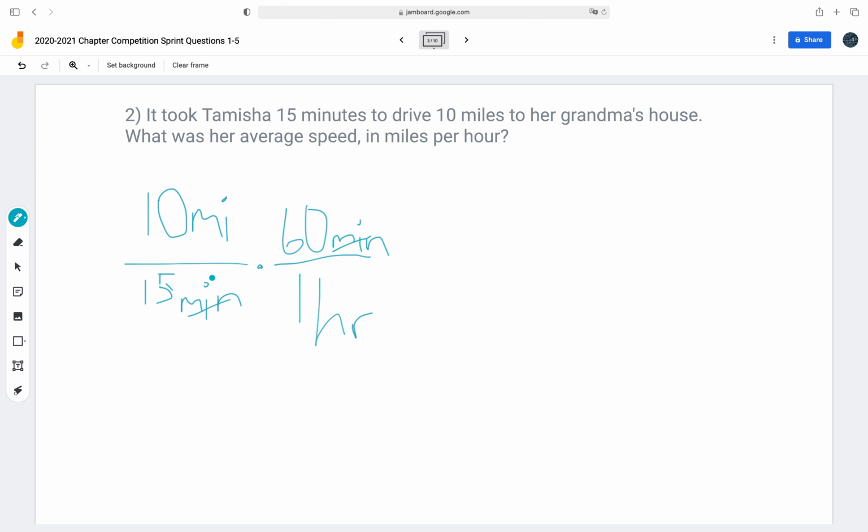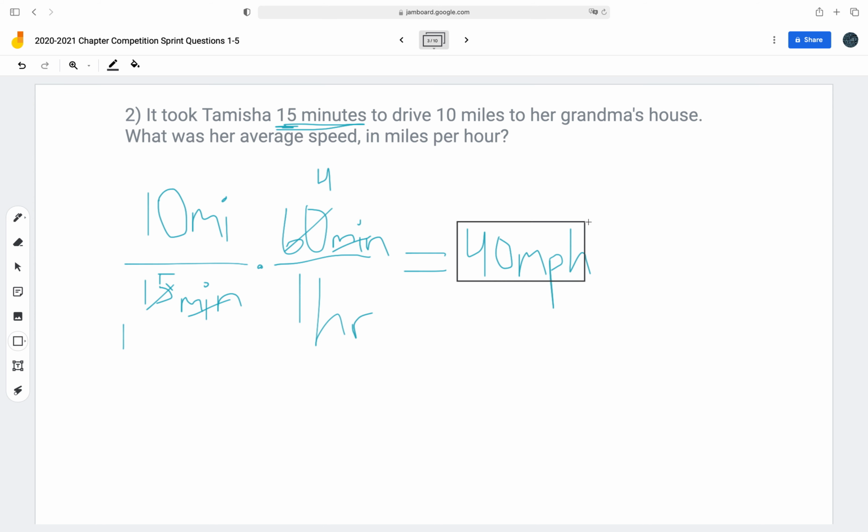So then you can cancel if we multiply. 60 divided by 15 is 4. So then you get 10 times 4 is 40 miles per hour. This is just how I do it. It's just the safest way. You can easily just calculate 10 times 4 because 15 minutes is 1/4 of an hour. So you can just do times 4, but 40 miles per hour.